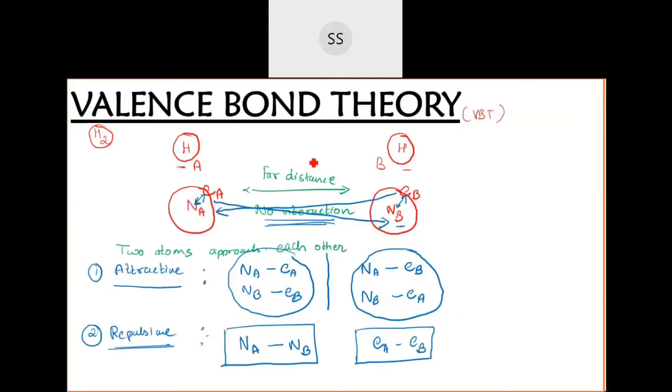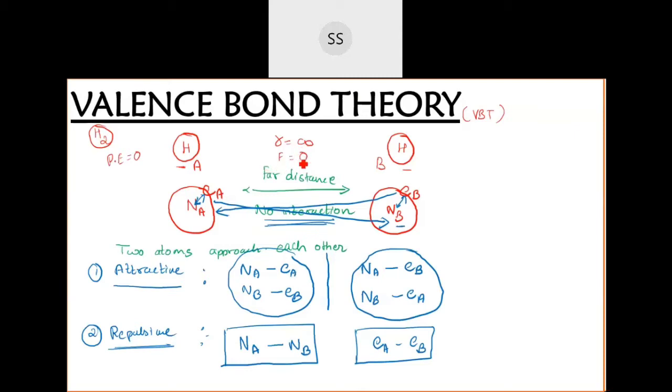When they are at a very far distance, there is no energy, that potential energy is zero in this case. And the distance is very large, so there is no force of attraction. The force of attraction I will also write as zero.